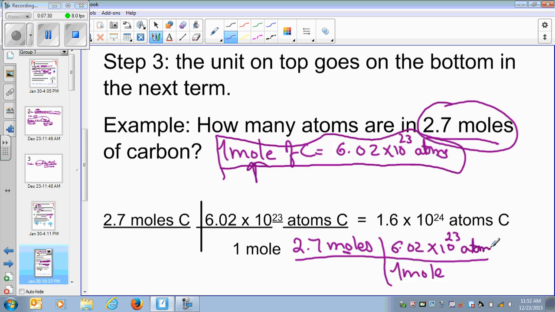And all I am doing is my moles get cancelled. I multiply these two numbers, and that is my answer. Okay, I get 16 times 10 to the 23. When I multiply the two together, I need a 2 significant digit answer. I have 2 significant digits here, 3 significant digits here. So I need a 2 significant digit answer. And then I move my decimal point 1 space to the left. That makes it 1.6 times 10 to the 24 atoms.